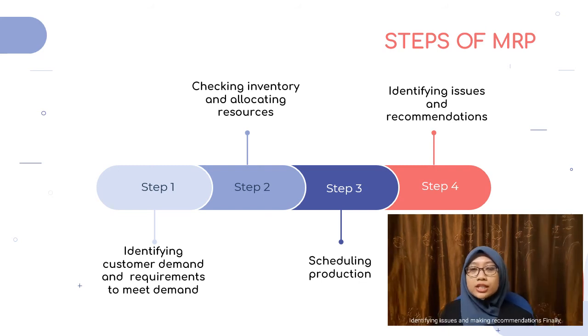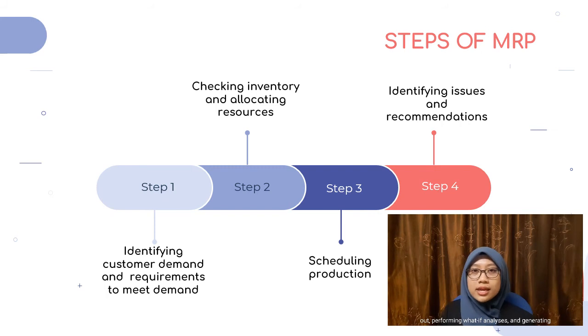Lastly, identifying issues and making recommendations. Finally, because the MRP links raw material to work orders and customer orders, it can automatically alert your team when items are delayed and make recommendations for existing orders, automatically moving production in or out, performing what-if analysis and generating exception plans to complete the required builds.